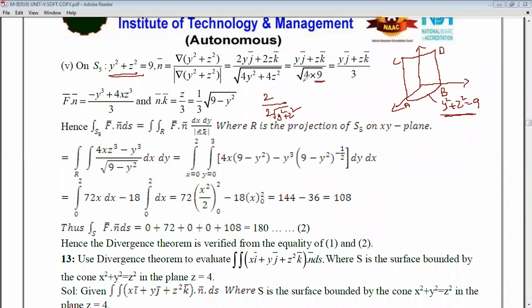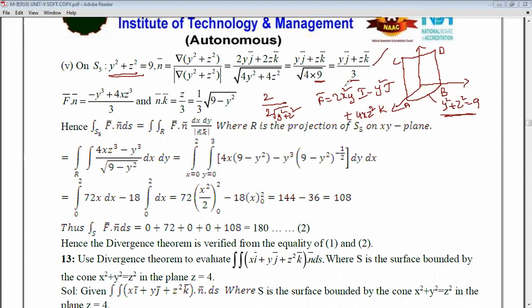So that's why we wrote 9 here. (yj + zk) divided by the square root of 4 into 9. So the square root of 9 is nothing but 3. So this is n bar we got. And we applied the dot product here. So the dot product: f bar is equal to what vector? 2x²y i, and next minus y²z j, and next plus 4xz² k. This is f bar. And we are applying the dot product between this one and this one.